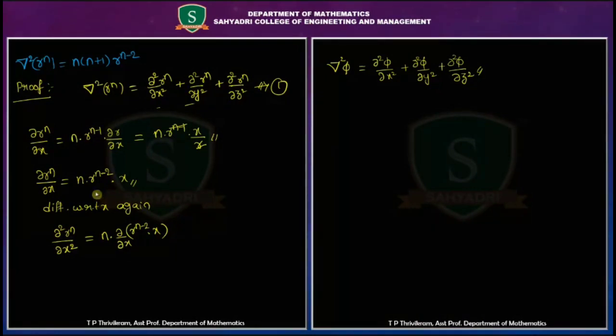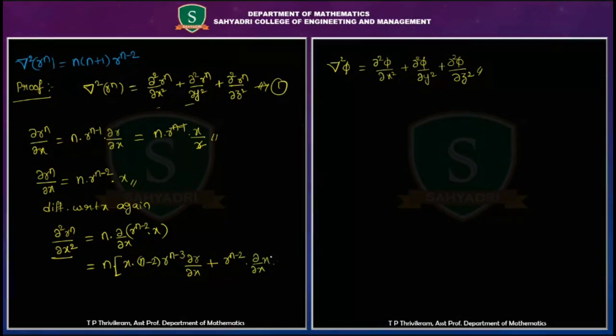So the left hand side will become the second derivative, and on the right hand side you are differentiating rⁿ⁻² into x with respect to x. So again differentiate this. How much will you get? n into, here differentiation of this means you have to apply the product rule. So first, x I am keeping aside, (n minus 2) into rⁿ⁻³, next ∂r/∂x, plus rⁿ⁻² into, how much will you get, the differentiation of x with respect to x. Okay, so the product rule has been applied.